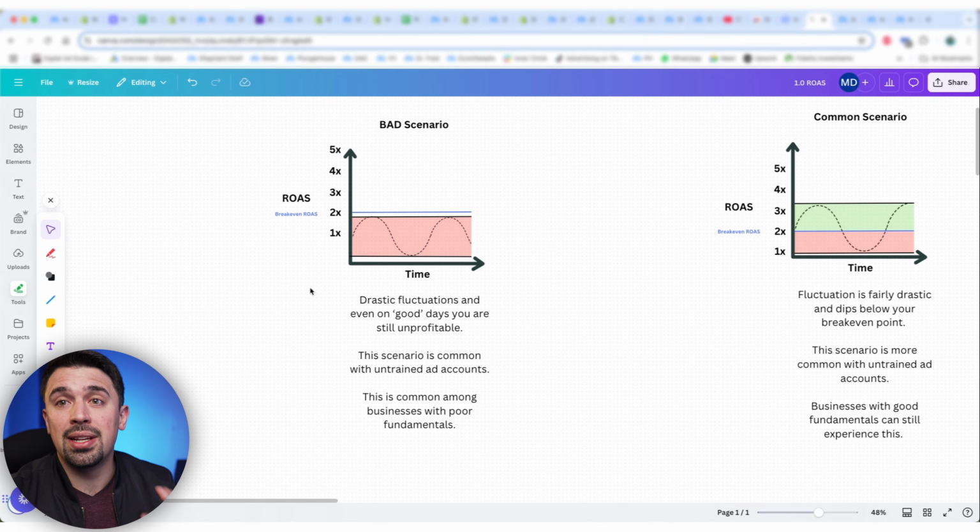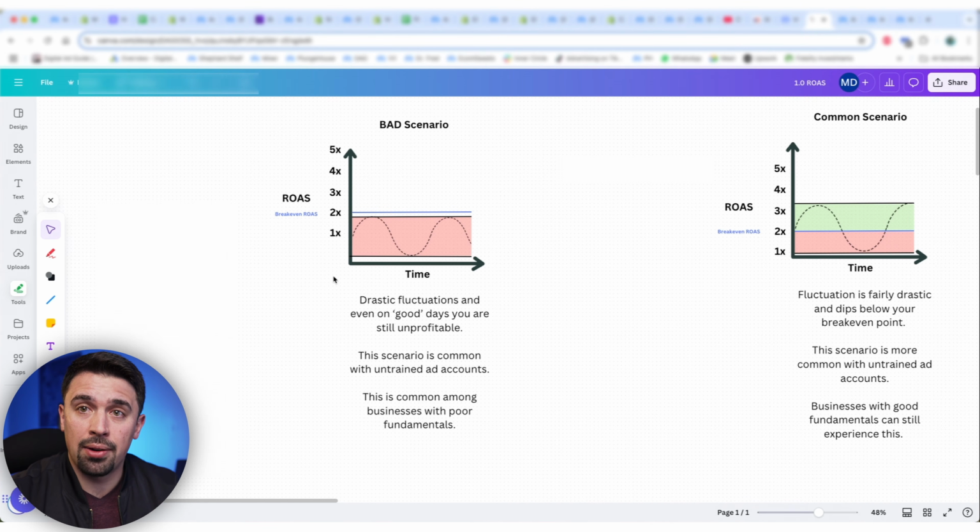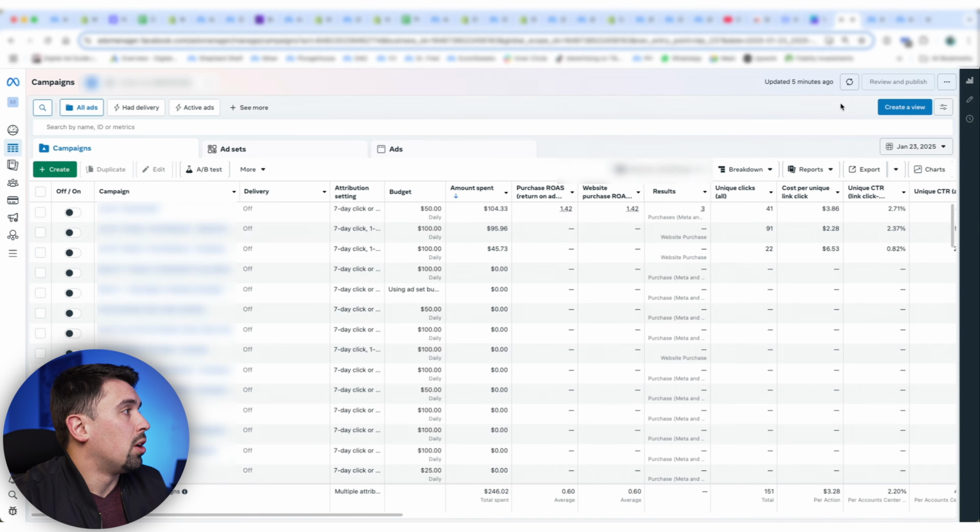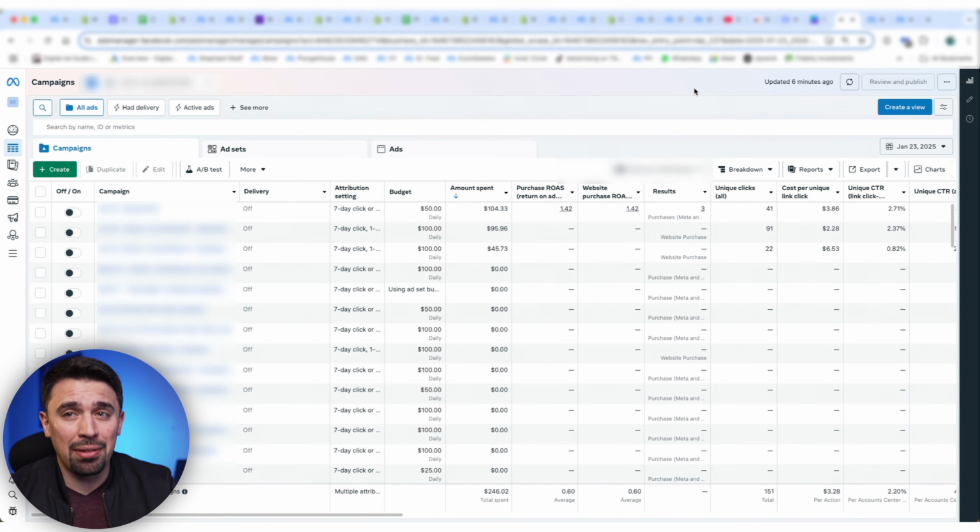So now let me show you an example of what this looks like in a real ad account. So here's an ad account. This is a physical product, right? They have a very low price point, and they have slim margins, and they have a low average order value. So it's 3 things that are kind of working against them, right? So take a look at this.